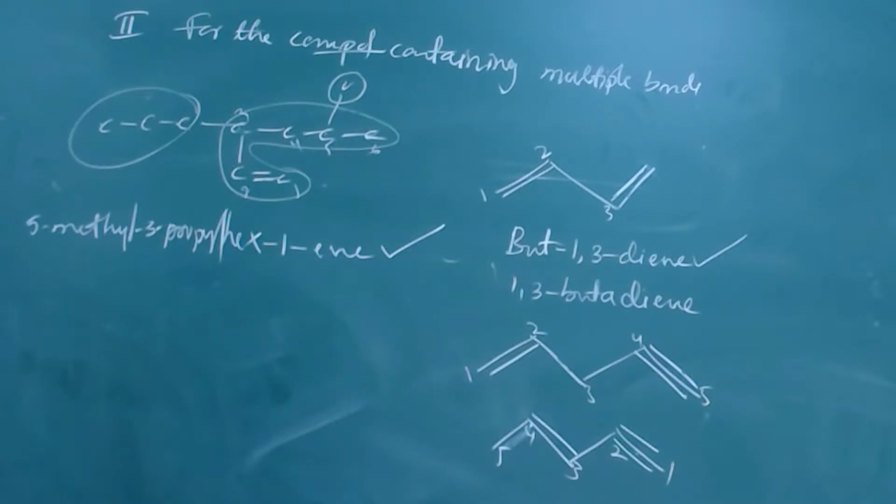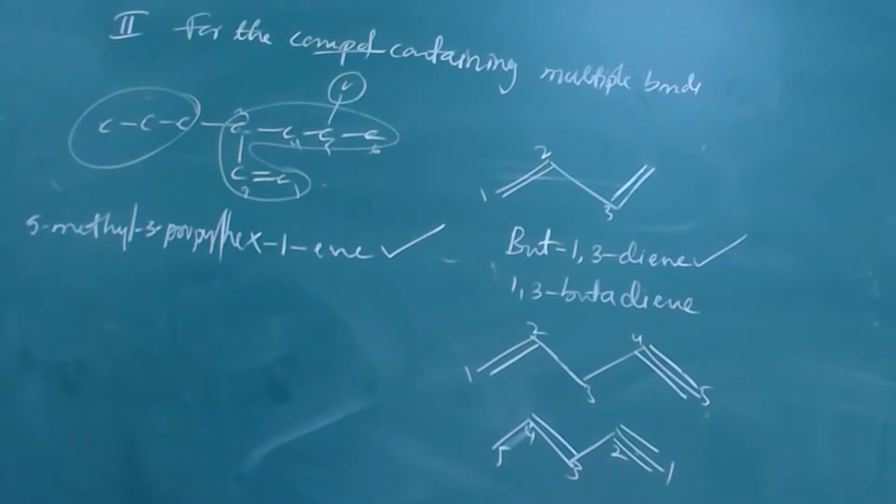Next, if more than one multiple bond is present, then how do we indicate it? We use the numerical prefixes. If more than one multiple bond is present, use the numerical prefixes di, tri, tetra, etc. But these prefixes are not considered while deciding the alphabetical order.